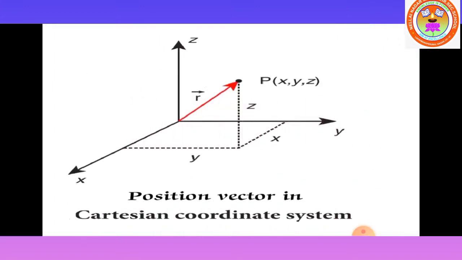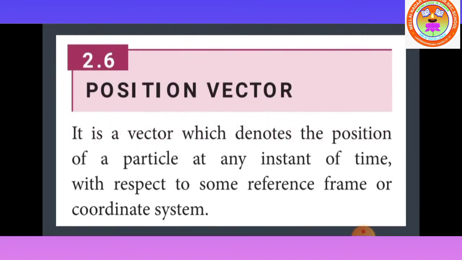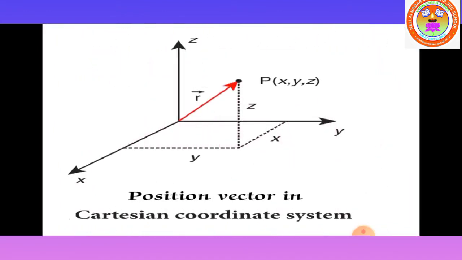Okay students, so what is a position vector? Position vector means it is a vector which denotes the position of any particle at any instant of time with respect to some reference frame or Cartesian coordinate system.